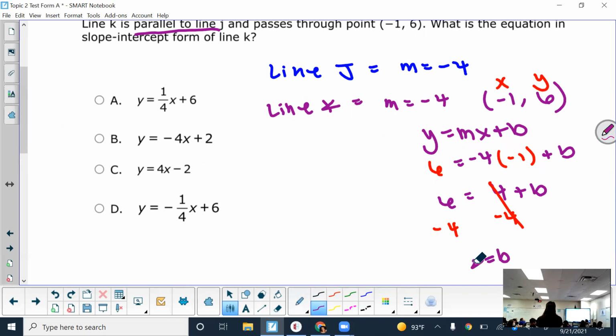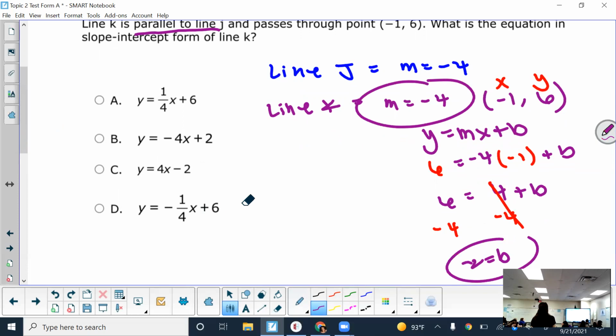All right, and then put it together. I know my slope for line K is -4. My y-intercept is 2. So that's why b is my answer.